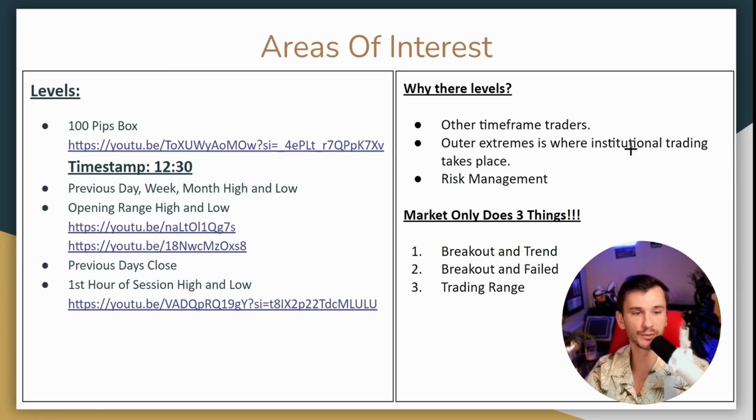The outer extremes is where institutional trading takes place, and it allows us to keep our risk management very tight. We can keep very tight stops, and the risk to reward is phenomenal.